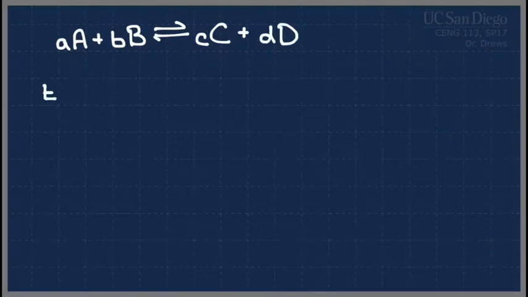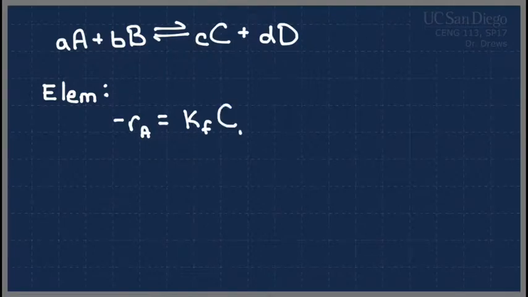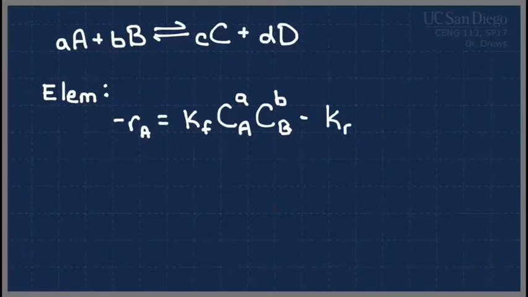If this reaction is elementary, we write this rate law in a very similar way. We would say minus r sub A is equal to the forwards rate constant, k_f, times the concentrations of the reactants raised to their stoichiometric coefficients, minus the reverse reaction rate constant, k sub r, times C sub C raised to the c, and C sub D raised to the d. The only primary difference there is we've added this negative sign because the reverse reaction rate is generating A, it's not consuming A.